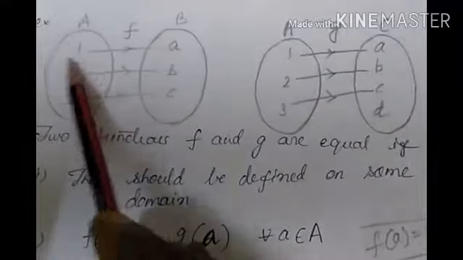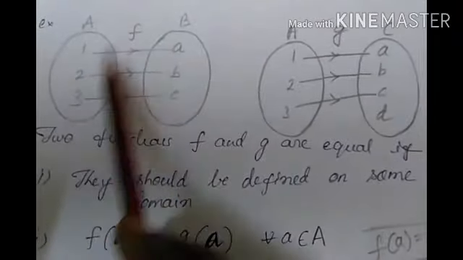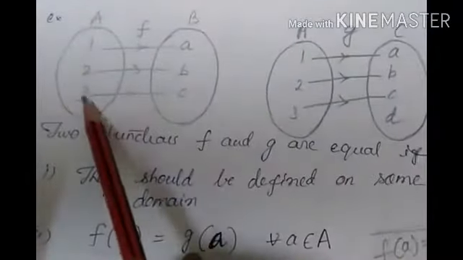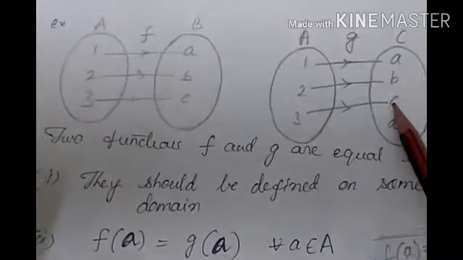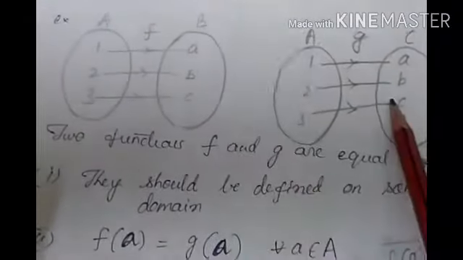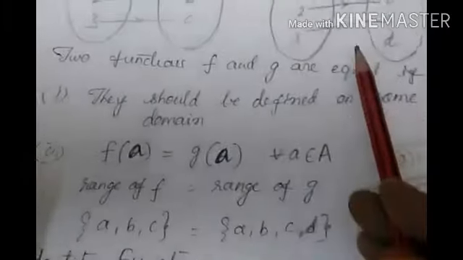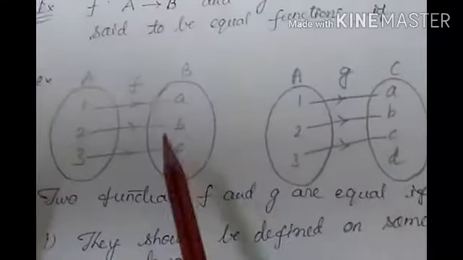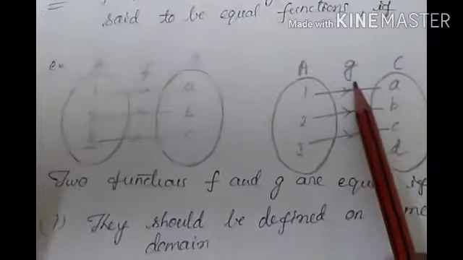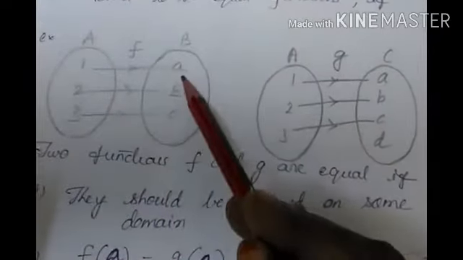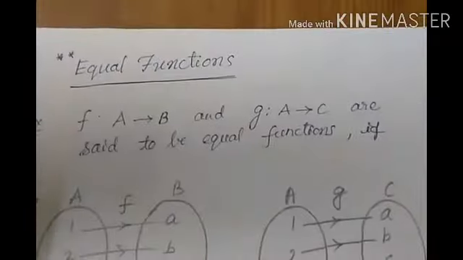The next one is the image of 2. The f image of 2 is b, the g image of 2 is also b, and the f image of 3 is c, and the g image of 3 is also c. Both the images are the same for each element in the domain. So such types of functions are called equal functions. Here f and g are equal because the domains of the two functions are equal and the range is the same, the set {a, b, c} and the set {a, b, c}.